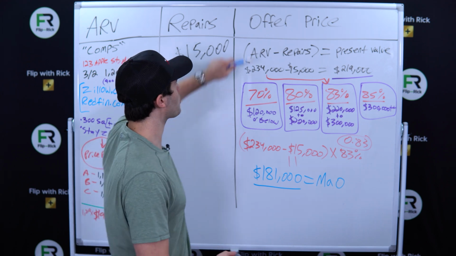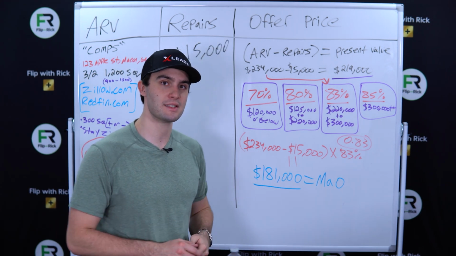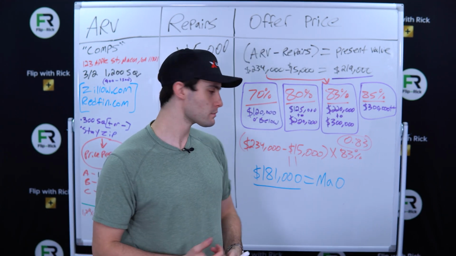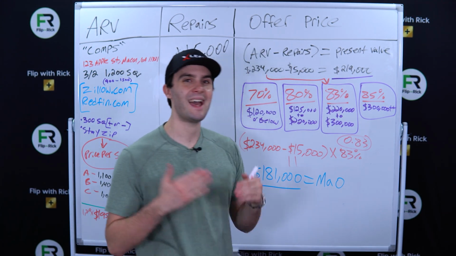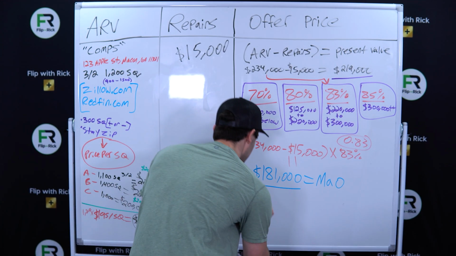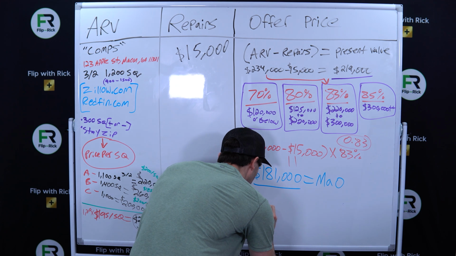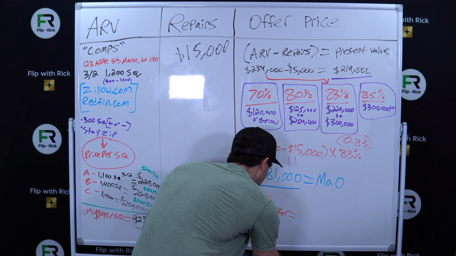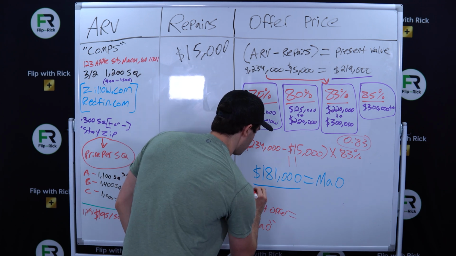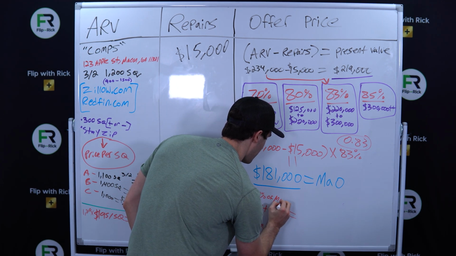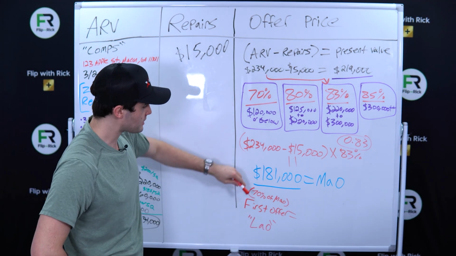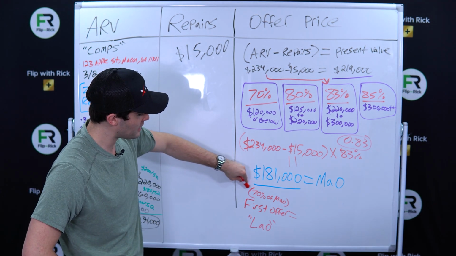Now, what is the actual offer price? What should we offer initially to the seller? Now, we don't focus on MAO, which is a max allowable offer. What I teach you guys here is how to do LAO, or least allowable offer. Least allowable offer is what our first offer should be. First offer is going to be what we call, quote, LAO, least allowable offer. Our first offer is going to be 70% of the MAO. That's right. So our first initial offer to the seller should be 70% of the max allowable offer.